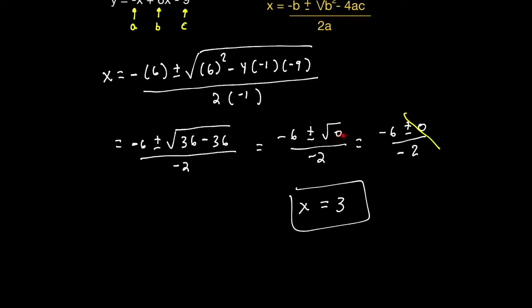Whenever you get 0 underneath the radical, that means that this solution occurred twice. It's a repeated solution.